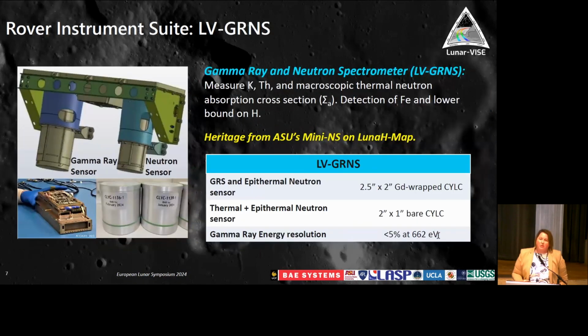Okay. Also on the rover, as I mentioned, we have a gamma ray and neutron spectrometer. The GRNS is comprised of 2 different sensors. We have one click sensor that has a diameter of 2.5 inches, which will be used for collecting gamma rays. And then we also have a 2-inch diameter click sensor that will be used for the neutron detector. These will be used to map thorium across the dome, as well as major elements.